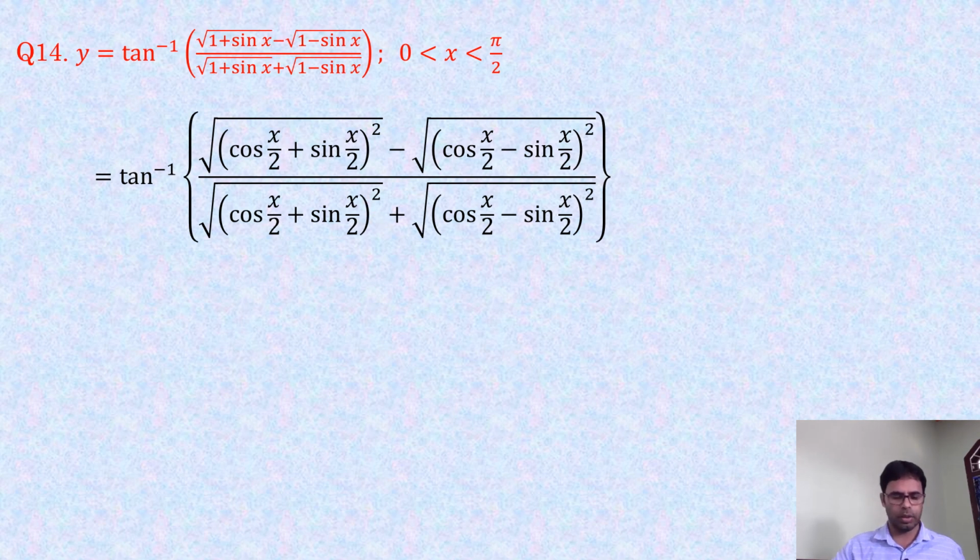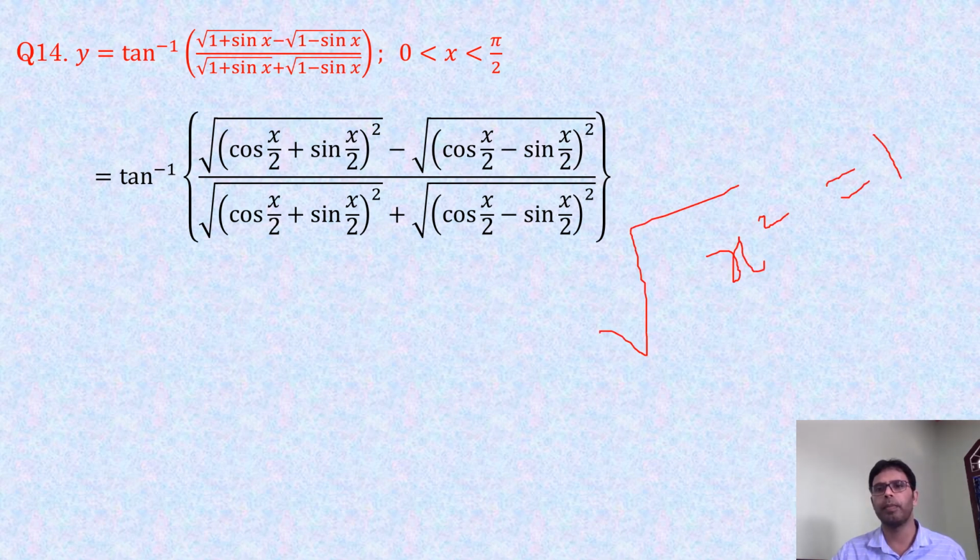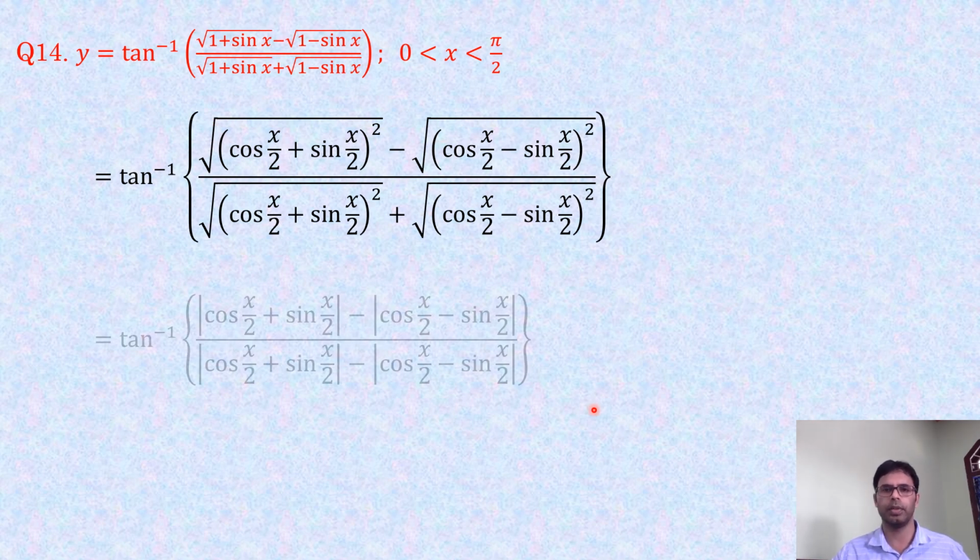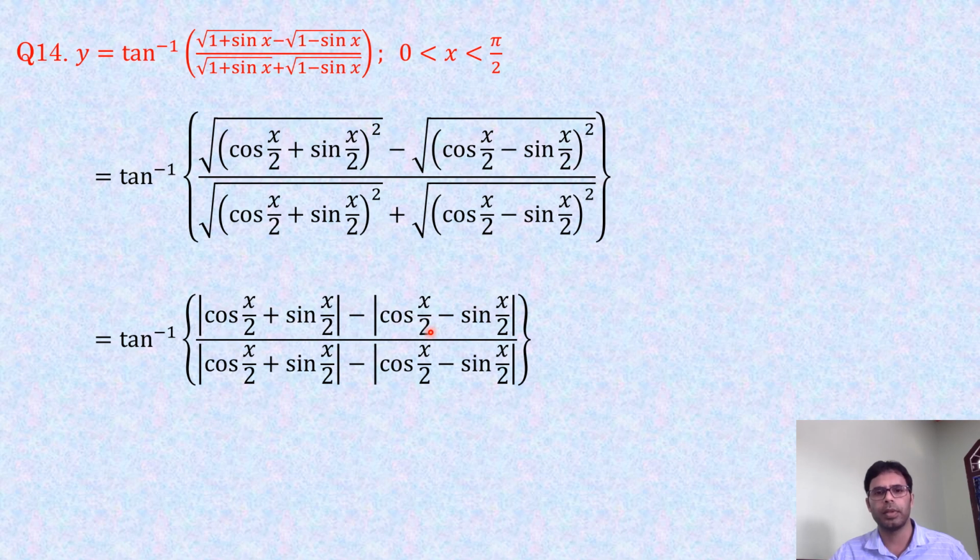Then you already know this one, you see here, root over of x square is equivalent to modulus of x, is not it? Root over of x square is equivalent to modulus of x, and here you see, root over of this term whole square, so it will be mod of this term, mod of this term, mod of this term, and mod of this term. You write that line. So tan inverse of these.